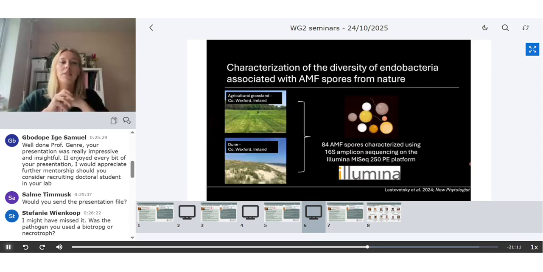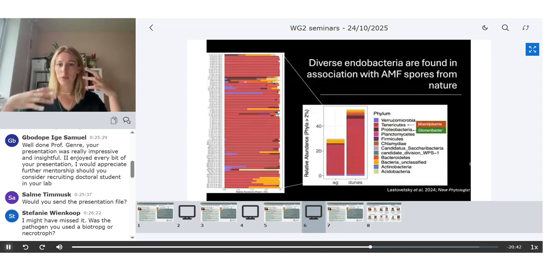So using the spore processing workflow, we decided to characterize the entire diversity of Endobacteria associated with these AMF spores from nature. We took our spores that tested positive for any type of Endobacteria in our PCR-based screen, and subjected them to bacterial community profiling using 16S amplicon sequencing on the Illumina MiSeq platform. And what we found was very unprecedented. We found that these AMF spores were actually home to whole, very diverse communities of Endobacteria.